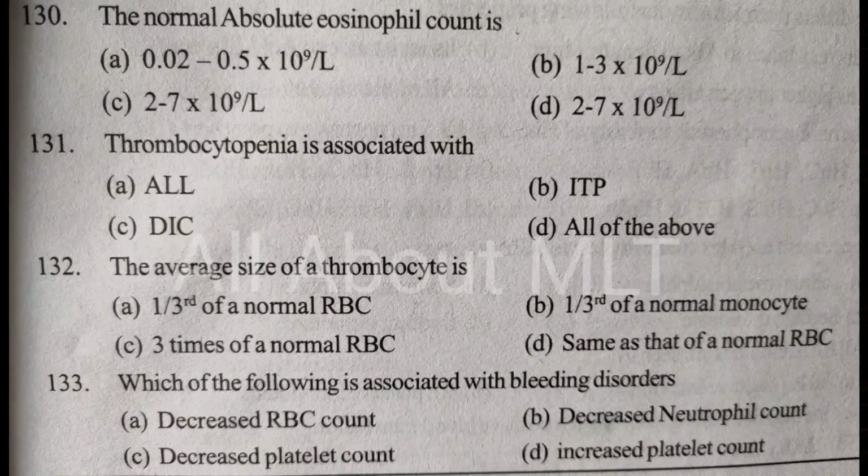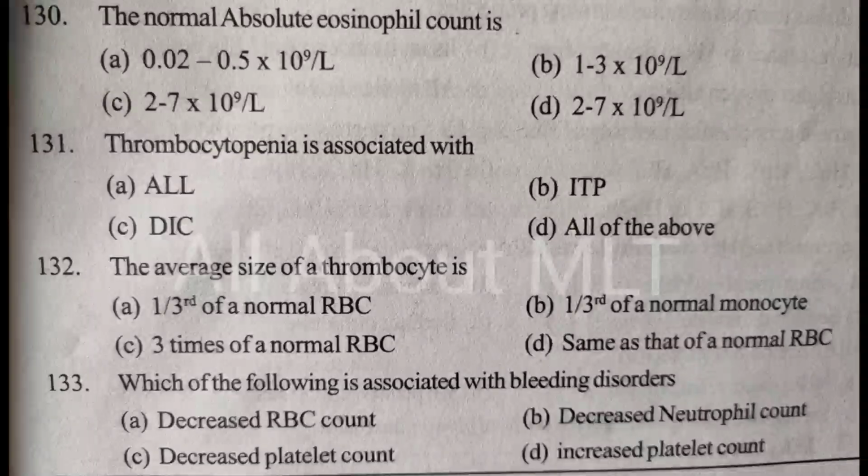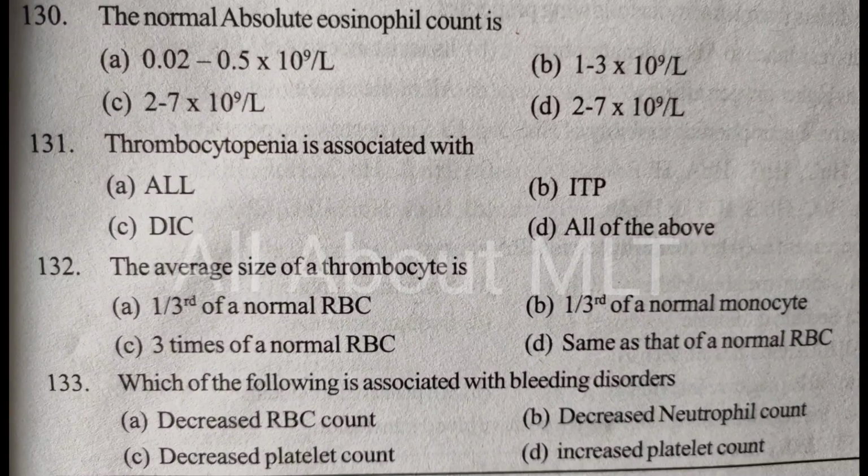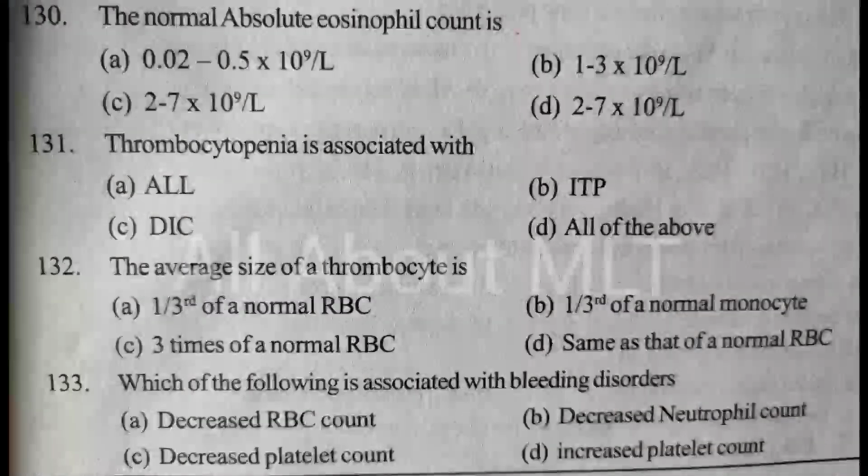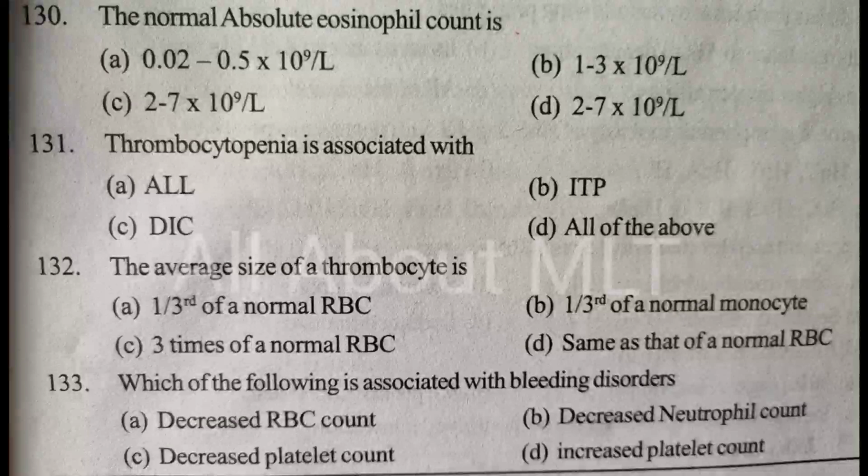The normal absolute eosinophil count is option A 0.02 to 0.5 into 10 raised to 9 per liter, option B 1 to 3 into 10 raised to 9 per liter, option C 2 to 7 into 10 raised to 9 per liter, option D 2 to 7 into 10 raised to 9 per liter. And the answer is option A 0.02 to 0.5 into 10 raised to 9 per liter.